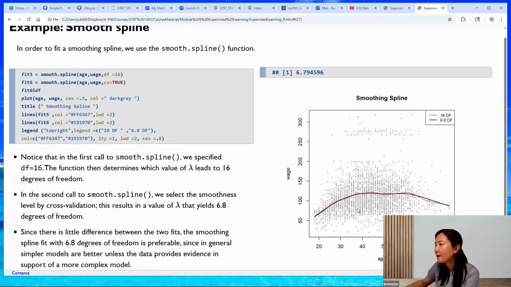And if we plot them together, you see they are not so different. Then by the principle of parsimony, we will choose the simpler model, degrees of freedom equal to this, to be better. Okay. This is a smoothing spline.